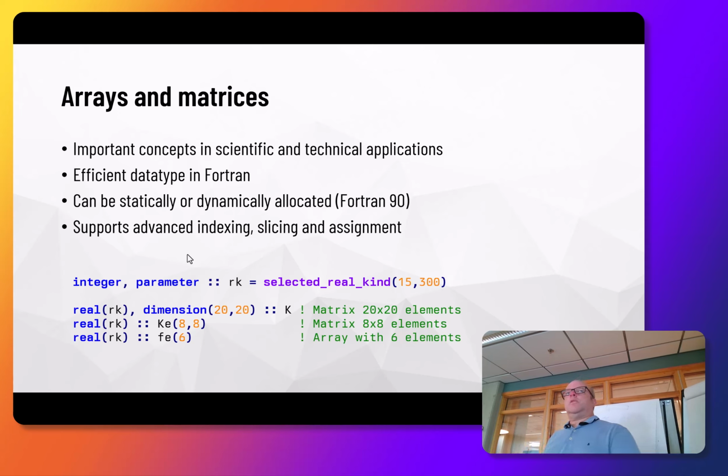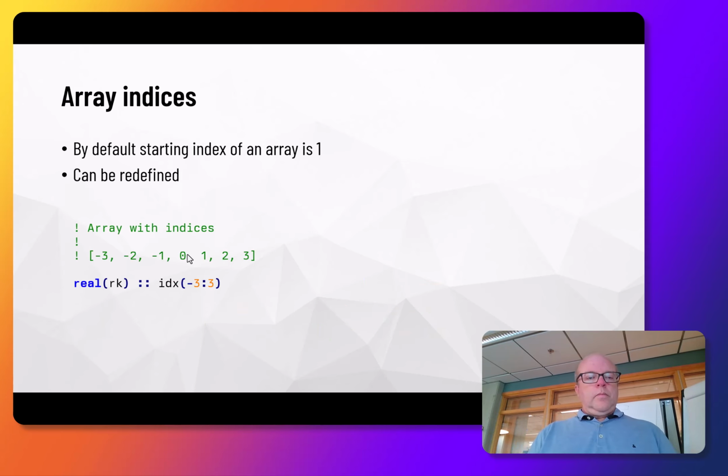They also support advanced indexing and slicing that you normally find in MATLAB and Python. You can do that in Fortran as well. By default, all arrays in Fortran have a starting index of 1. But you can actually redefine it. So what you can do here is set -3 to 3. That will be an array that has an indexing of -3, -2, -1. So you can redefine it and have a zero-based index as well.